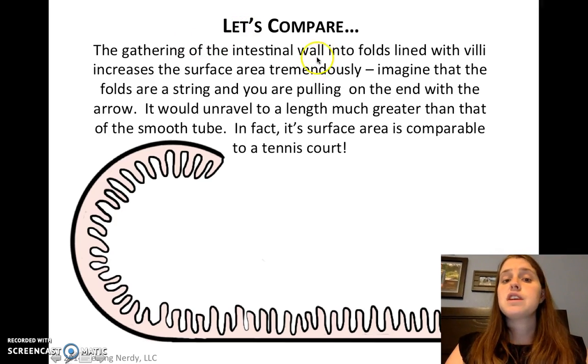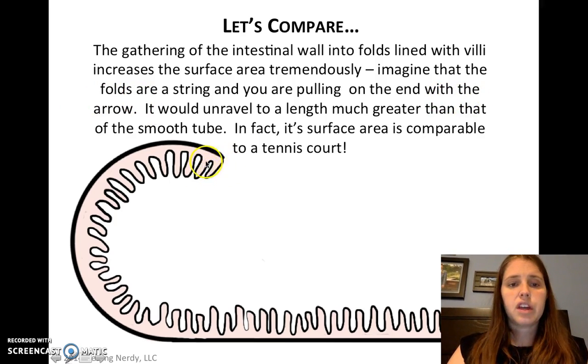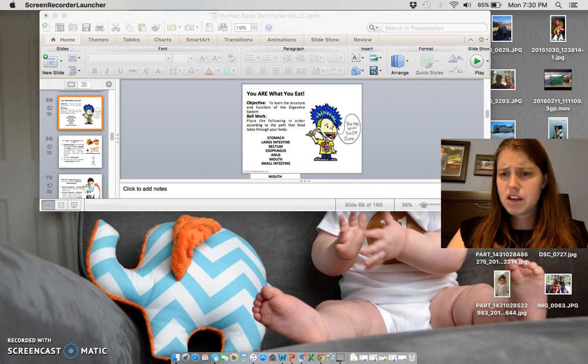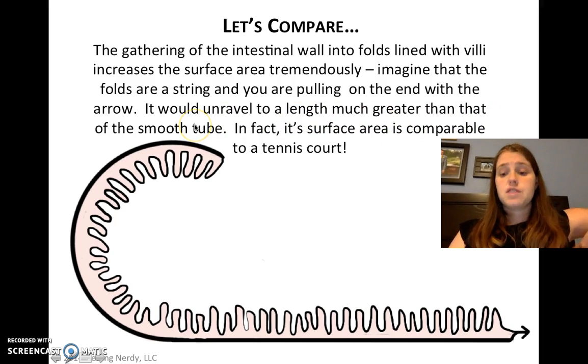So the gathering of the intestinal wall into folds lined with villi increases the surface area tremendously. Imagine that the folds are a string and you are pulling on the end with an arrow. You can't see the arrow, sorry. There it is right there. You are pulling on an end with the arrow, and it would unravel to a length much greater than that of the smooth tube.